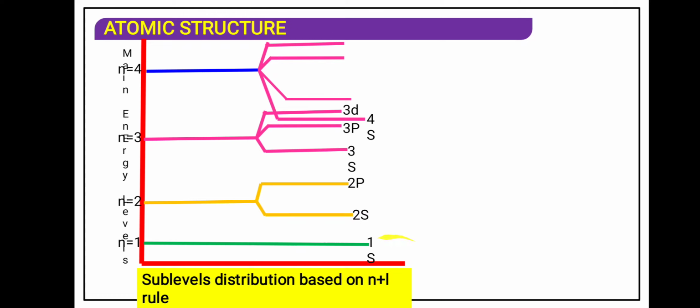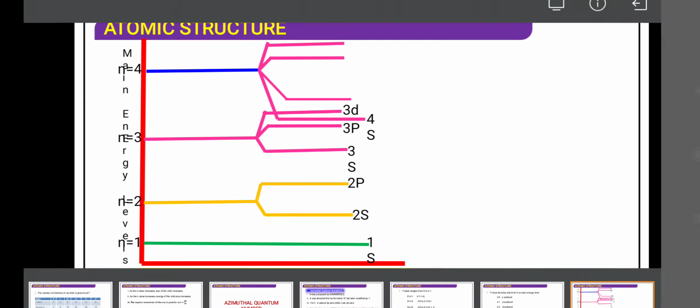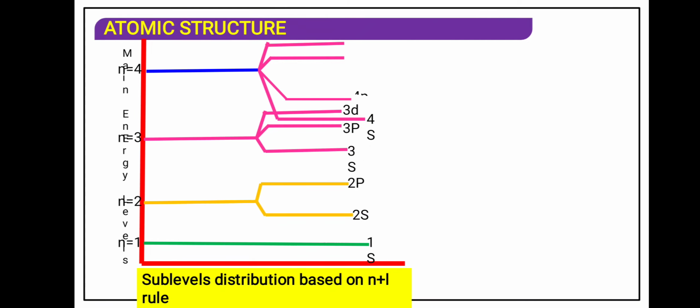The lowest energy is with 1s, then 2s, then 2p, then 3s, then 3p, then in between there is 4s, and then 3d. That means the energy of 3d is more than the 4s. Then 4p, 4d, 4f, and so on, we can go ahead.